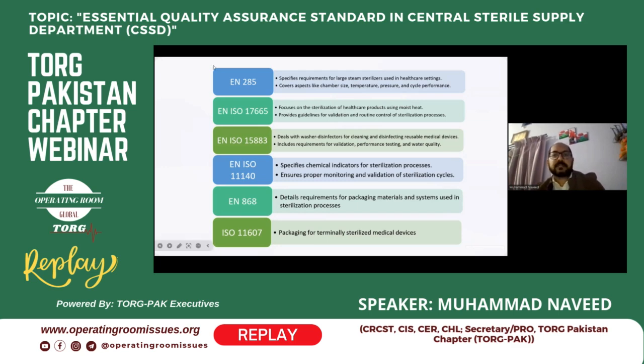The second one is covering aspects like chamber size. It tells us about chamber size, temperature, pressure, and the cycle performance.